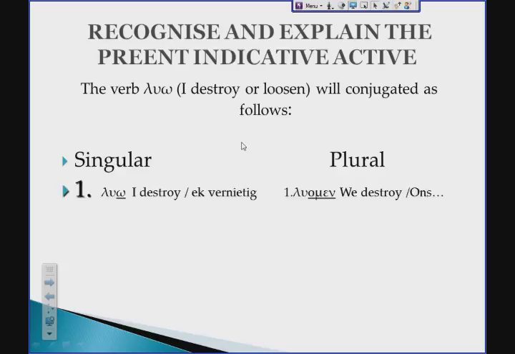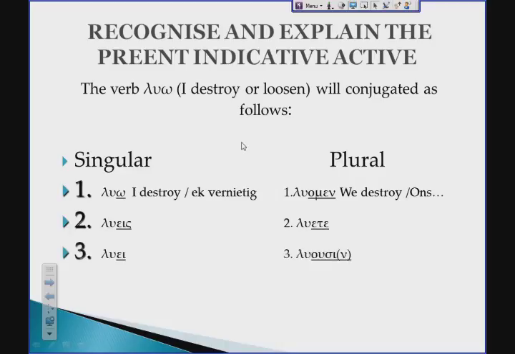Luo, in the first person, you have luo, I destroy. I have given you that example already. In Afrikaans, ek vernietig. And that is in the singular form. In the plural form, it changes. It will be luomen. That means we destroy. Look at the inflectional changes that I talked about when we discussed the nouns last week. The ending is changing, and when the endings change, the meaning changes, more especially the subject, the who is doing the action part. The second person, lueis, in the singular. You, singular, destroy. In Afrikaans I think it is jy vernietig. Okay? And then luete, the second person, plural. Look at the inflectional changes. The form is changing at the end.